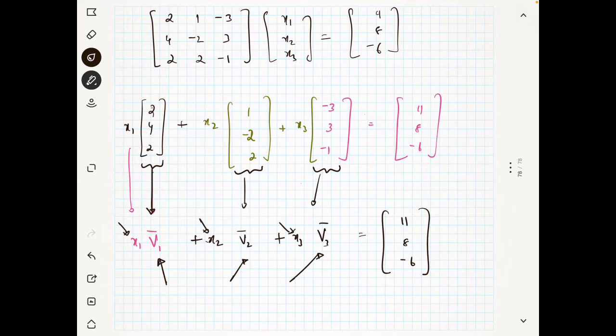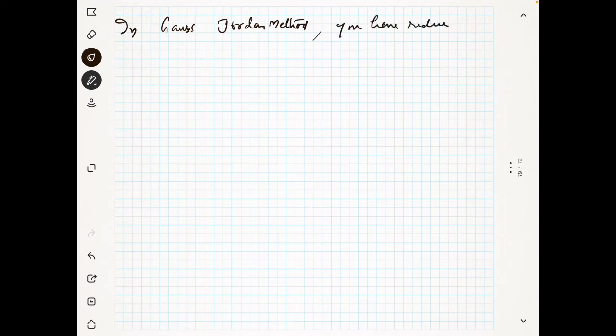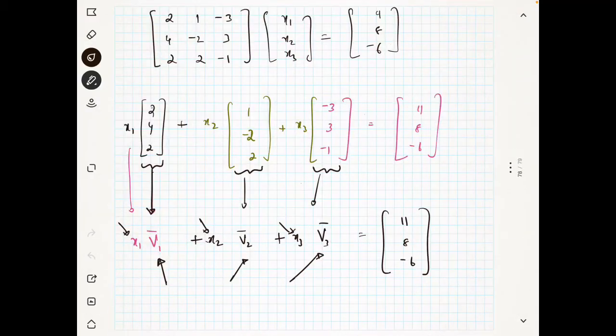So what I want to tell you is that in the Gauss-Jordan method, you have reduced the same equation. In the Gauss-Jordan method, you have reduced the matrix into the form. Basically, you have reduced this matrix.